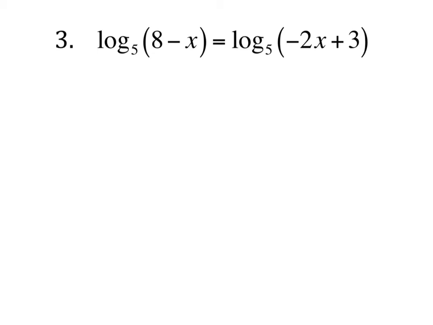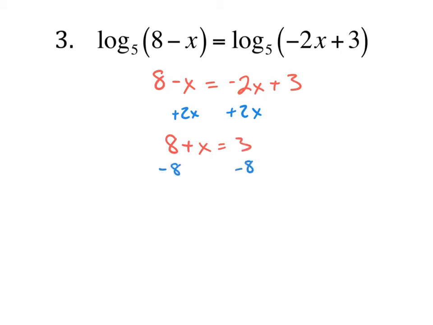Problem 3 here, very similar. We have two equal logs, so we can set the interiors equal to each other. If we add 2x to both sides, we end up with 8 plus x being equal to 3. If we subtract the 8 from both sides, we find out very quickly that x is -5. Now we're going to come back to that negative a little later. It's not a problem here.